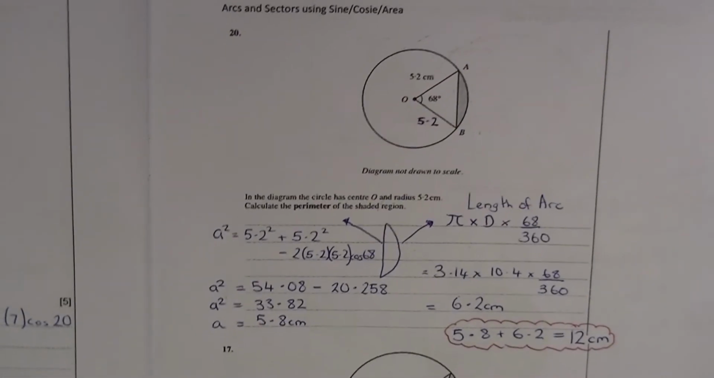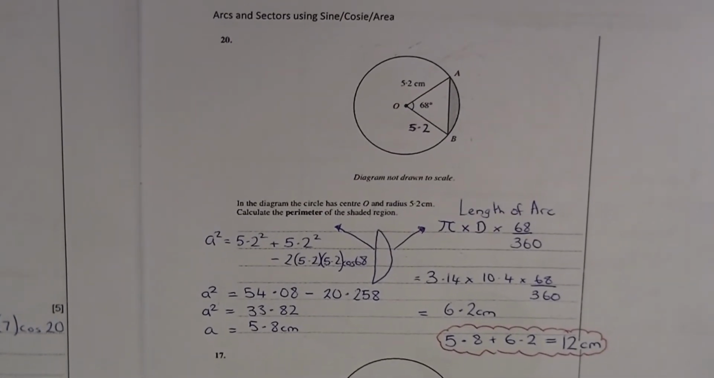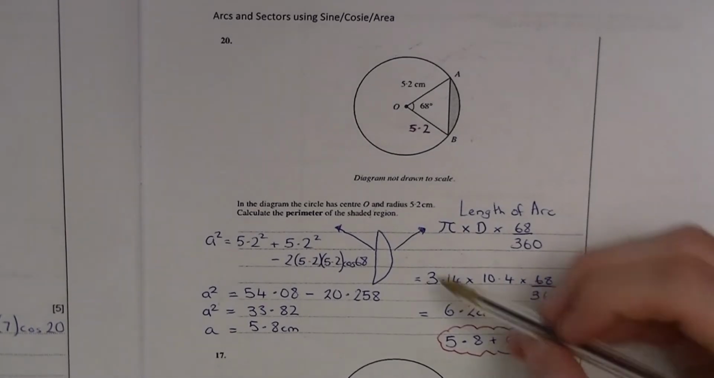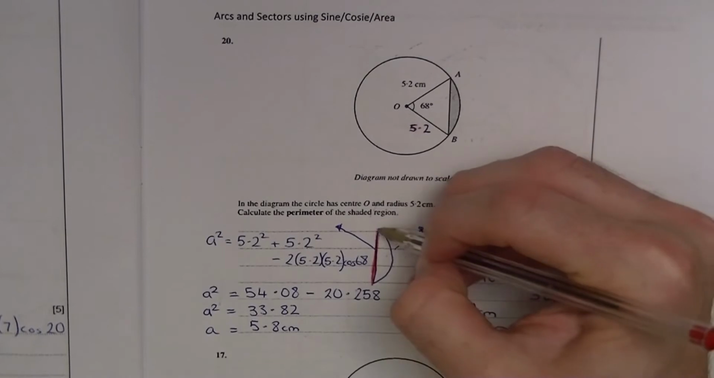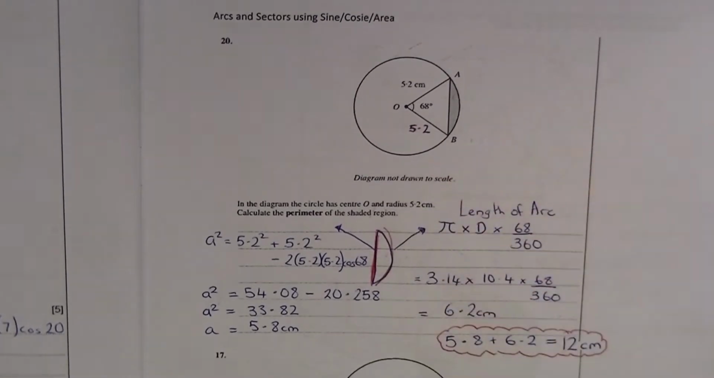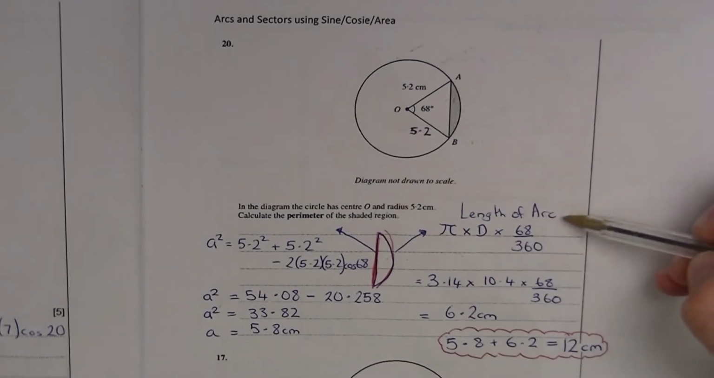Here's a quick guide to the questions that I've done. Hopefully they make sense. At the top of page 19, I'm asked for the perimeter of the shaded region. Now this is a bit weird. I've drawn this down here because the perimeter includes this straight edge but also this arc. I'll start with the arc, the length of the arc.